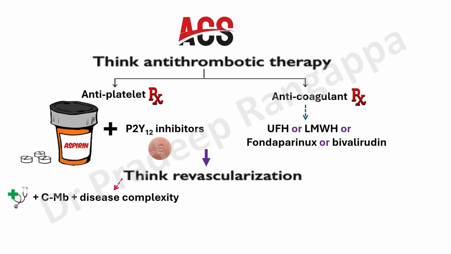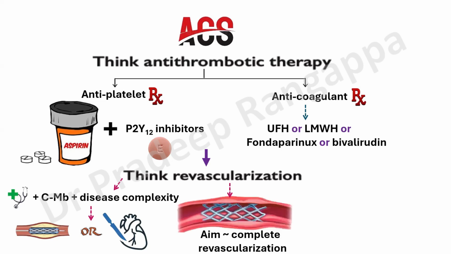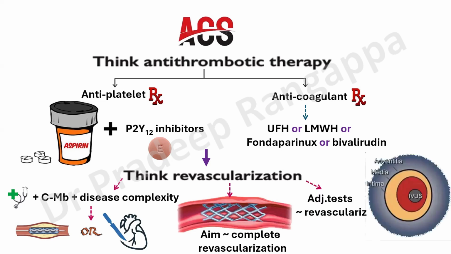And even after this, the revascularization has to be thought of if there has been thrombolysis with anticoagulation and antiplatelet. Even then, revascularization has to be thought of based on the clinical situation, comorbidities, and disease complexity. And after that, one has to determine whether the vessels are suitable for percutaneous intervention. If it is not suitable for percutaneous intervention, then surgical revascularization with bypass surgery has to be thought of. And the aim is always complete revascularization of the vessels; that should be the goal that needs to be set.